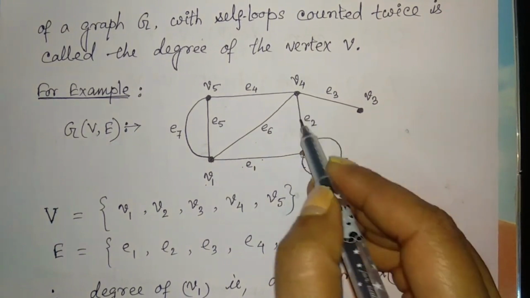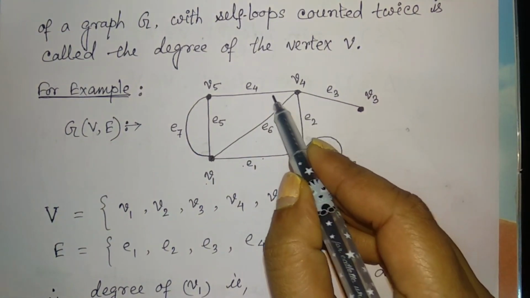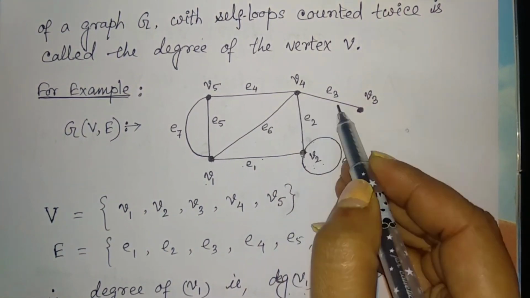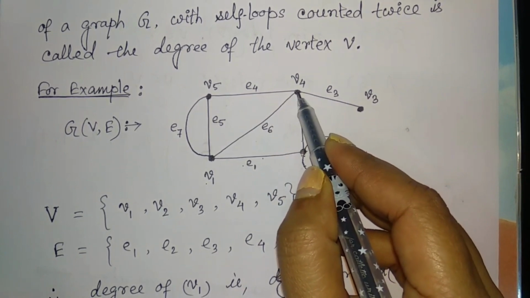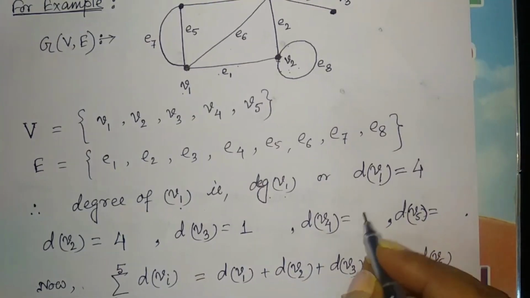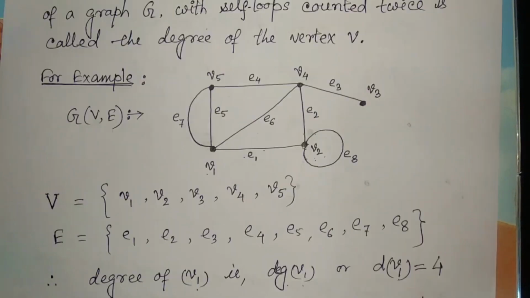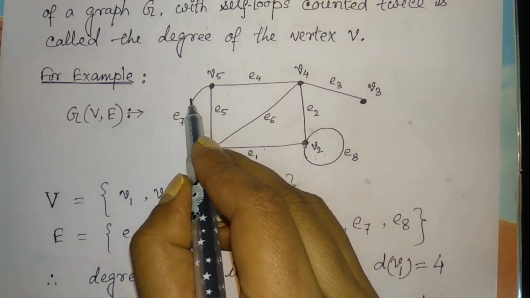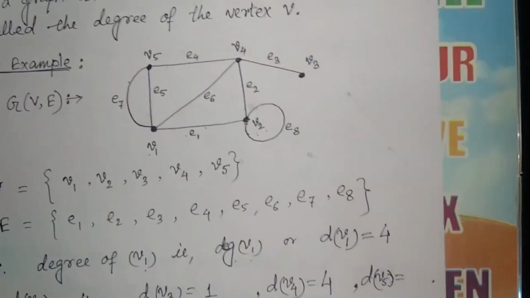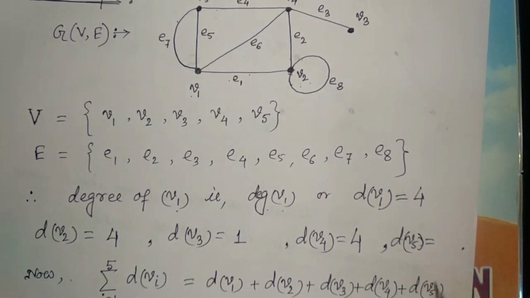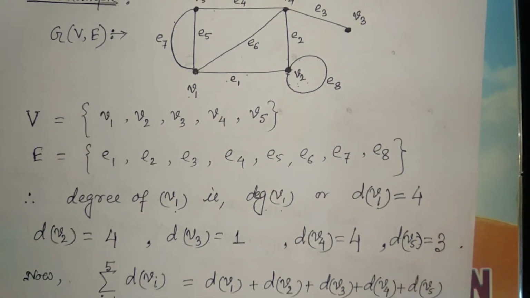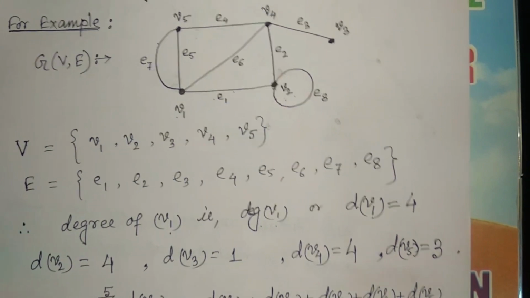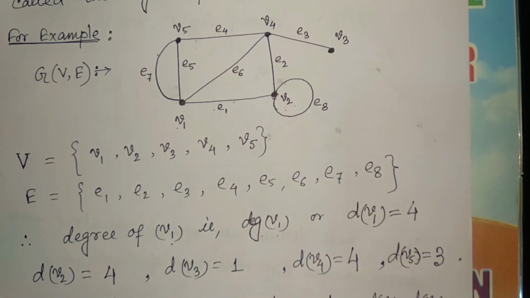For the vertex V4, the total incident edges are 1, 2, 3 and 4. Hence, the degree for the vertex V4 is again 4. For the vertex V5, 1, 2 and 3. So, the degree for the vertex V5 is 3. So, this is the total degree for each and every vertex.